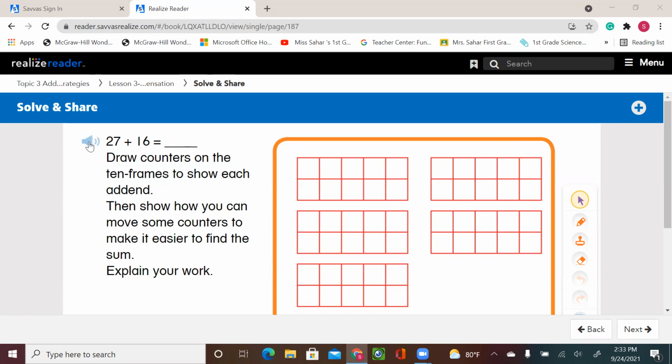So let's see what we have. 27 plus 16 equals blank. Draw counters on the 10 frames to show each addend. Then, show how you can move some counters to make it easier to find the sum. Explain your work.